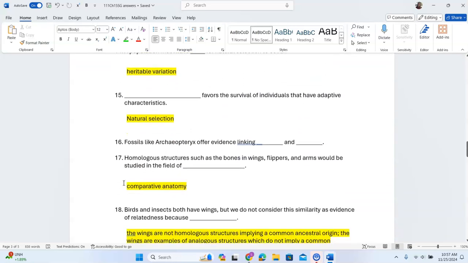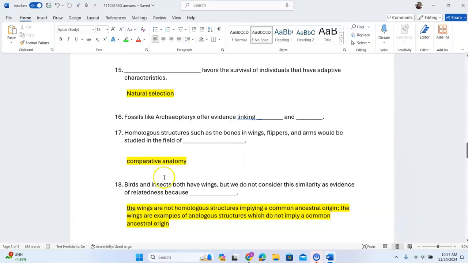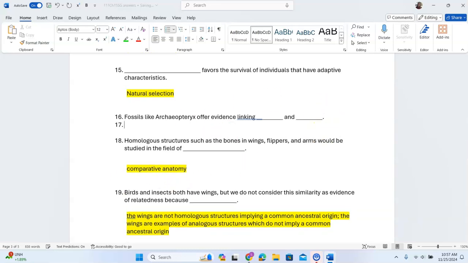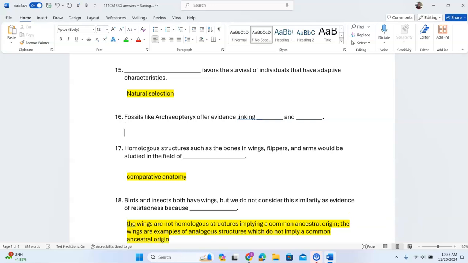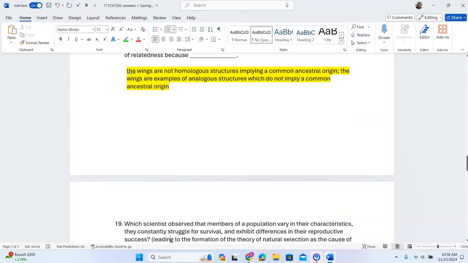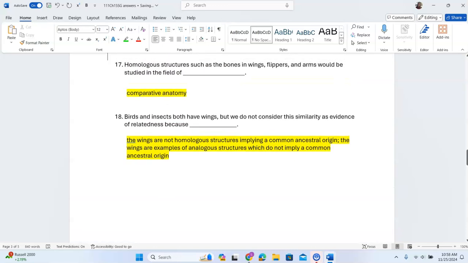Number 16, fossils like Archaeopteryx offer evidence linking blank and blank. And we didn't cover that, but the Archaeopteryx is the fossil of modern birds and dinosaurs. So linking dinosaurs and modern birds. The Archaeopteryx is the dinosaur bird, basically. You've probably seen it before. So that was 16. Number 17, homologous structures such as the bones in wings, flippers, and arms would be studied in the field of blank, and that would be comparative anatomy.